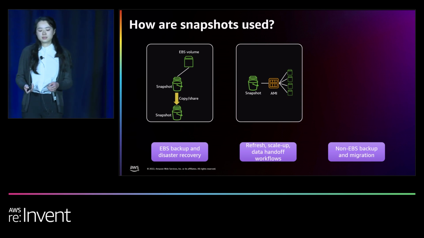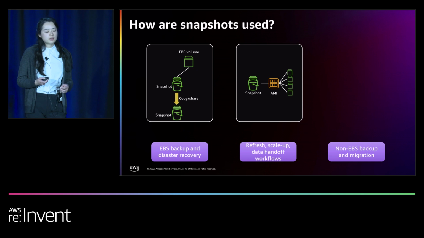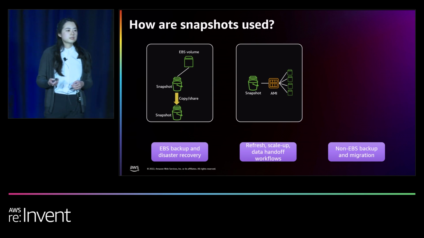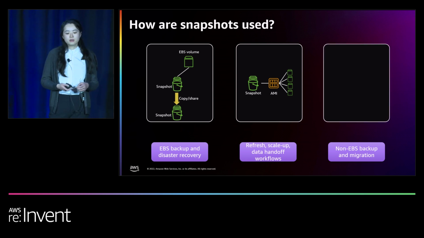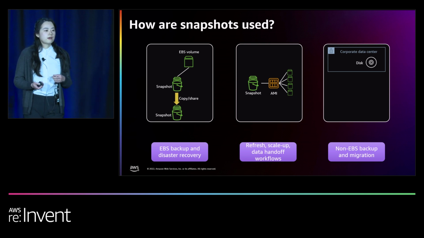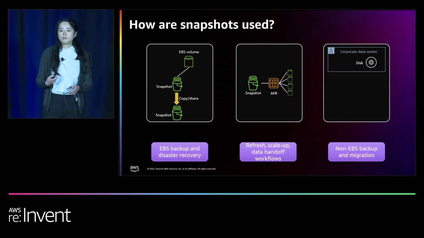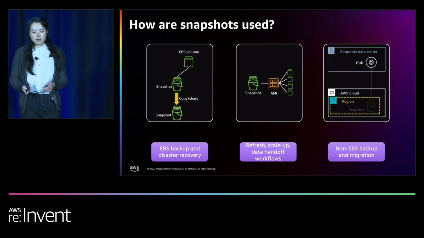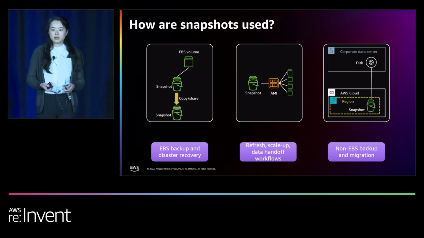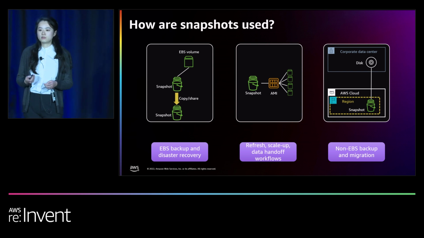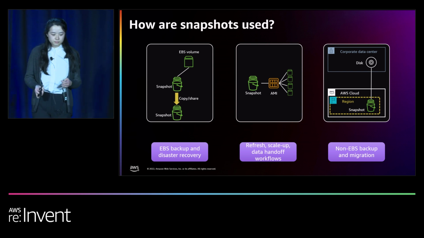And the last use case that we've seen customers use Snapshot for is non-EBS backup and migration. So imagine you have an on-premise corporate data center where you have a disk, and you want to back up this disk to the cloud. And you can do so with EBS direct APIs and back up this disk into a snapshot stored in S3.